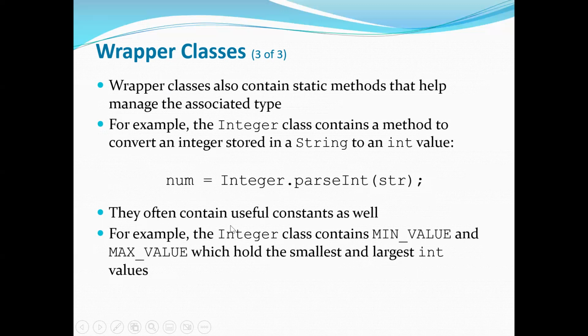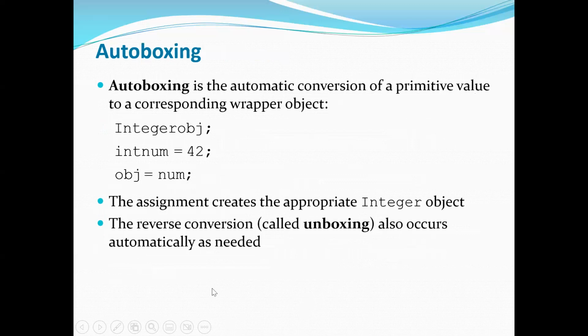Here we also say they often contain useful constants as well. For example, the Integer class contains MIN_VALUE and MAX_VALUE, which hold the smallest and largest int values. The concept of autoboxing is the automatic conversion of a primitive value to its corresponding wrapper object. So assignment will create the appropriate Integer objects. And we may also have the reverse conversion, which is called unboxing. So again, autoboxing is automatic conversion of primitive type to the corresponding wrapper object.